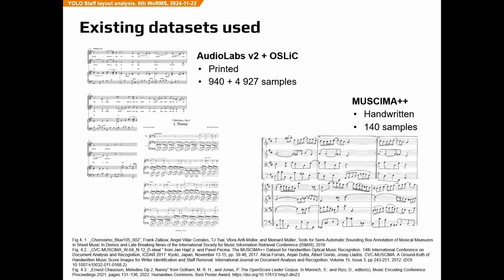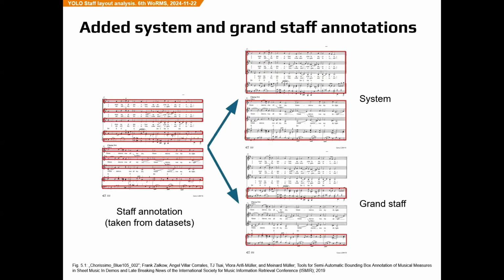We are using multiple existing publicly available datasets like AudioLabs version 2 and OSLiC, which are both printed pieces of music, and together they have around 6,000 sample images with annotations. Also, for handwritten music, we are using MUSCIMA++, which has 140 samples. But the datasets used don't have systems and grand staff annotated, so we manually edited those annotations. They are now publicly available for others to use.